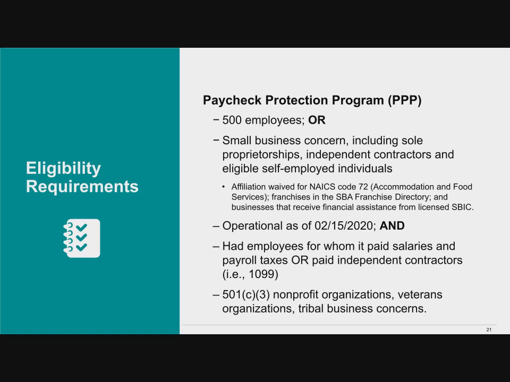So again, the affiliation rules that I talked about earlier have been waived for the NAICS code 72 and for franchises that are in the SBA franchise directory. So an individual franchise with less than 500 employees is okay. Tribal business concerns, 501(c)(19)s, which is the Veterans Organization, that meet the SBA size standard, and 501(c)(3)s with less than 500 employees, all are eligible.